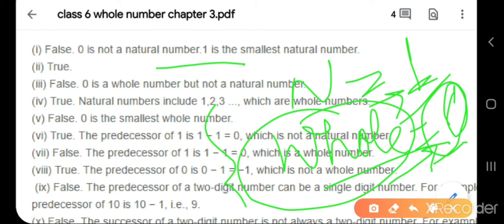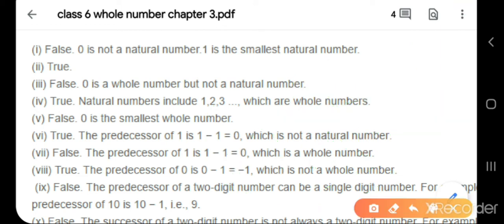Let's see the fifth one. The fifth one says that 1 is the smallest whole number. No, 1 is not the smallest whole number. The smallest whole number is 0. So it is false. 0 is the smallest whole number. Fine. Let's come to the next question.